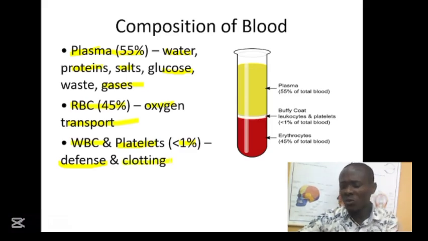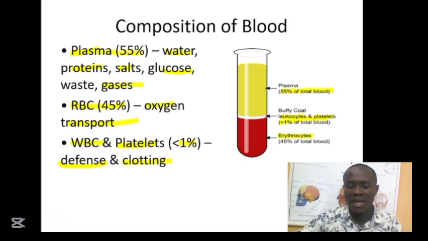So when that clot is being formed, one, it will promote healing, and two, it will even prevent microorganisms from entering through that wound. As we have here in this test tube, you can see 55% of the total blood, and this one less than 1% made up of leukocytes. That is the other name for white blood cells. And we have platelet. Another name for it is called thrombocytes.